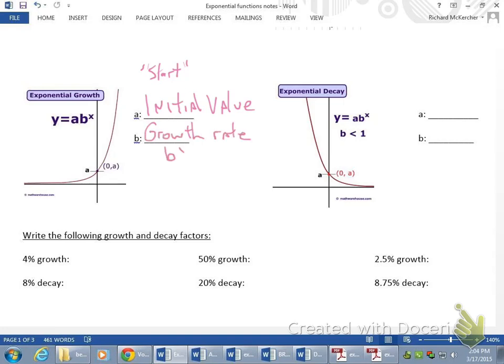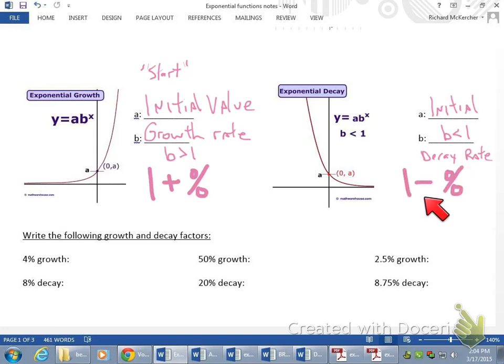The b will be what we call the growth rate, and the growth rate here is greater than 1. So if b is greater than 1, it's a growth rate. On the other side, the a is still the initial value, and b less than 1 tells us what we call the decay rate. Now we're going to look at the growth rate and the decay rate more specifically and what it means. The growth rate is 1 plus whatever percent you're trying to grow. The decay rate is 1 minus whatever percent you're trying to decay.